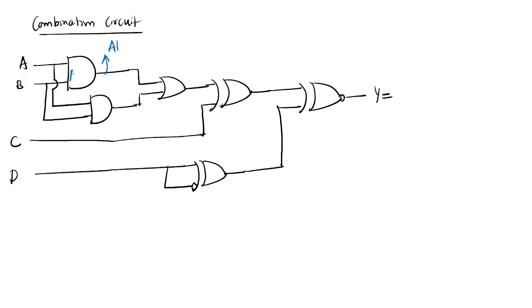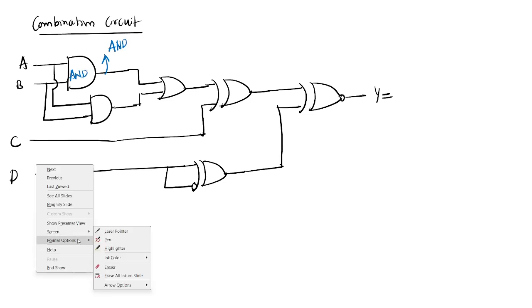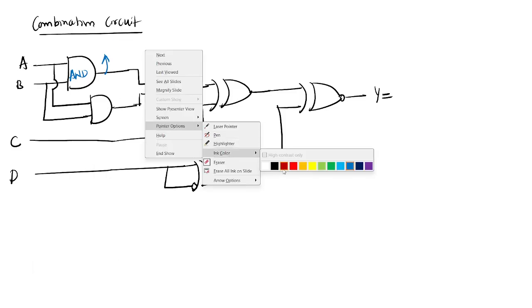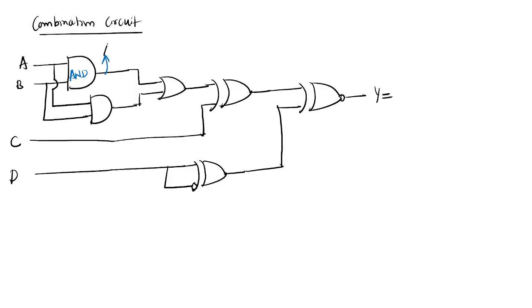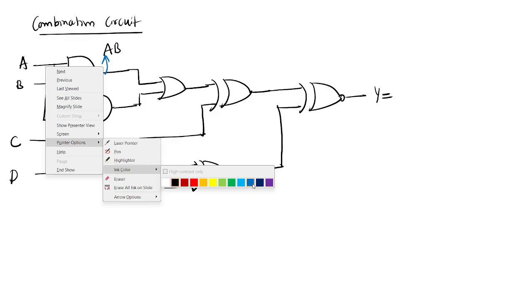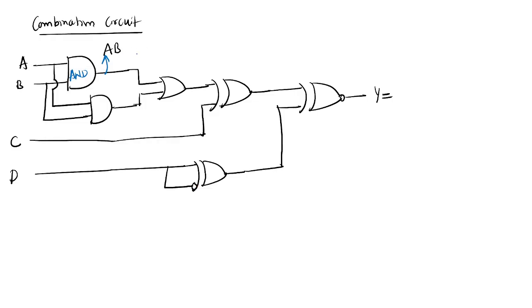This is an AND gate, so the output is AB. Let us take AB as X. This is a NAND gate, so here you will get AB bar, which means X bar. So here you will get X plus X bar.